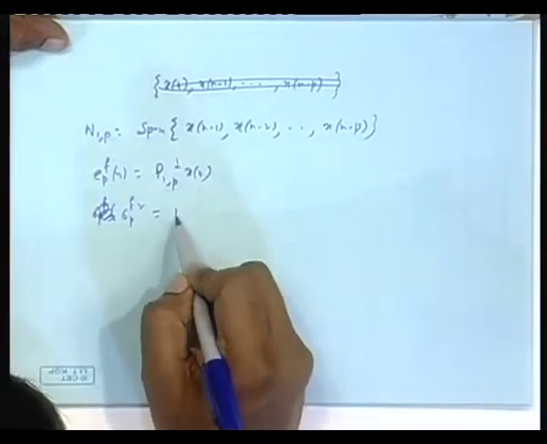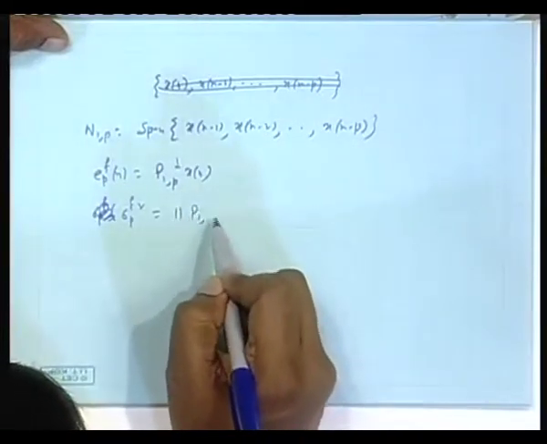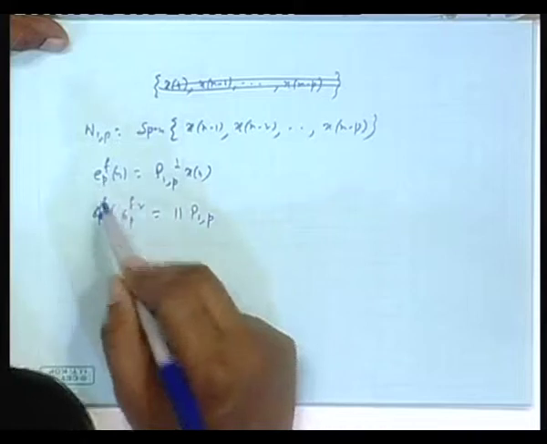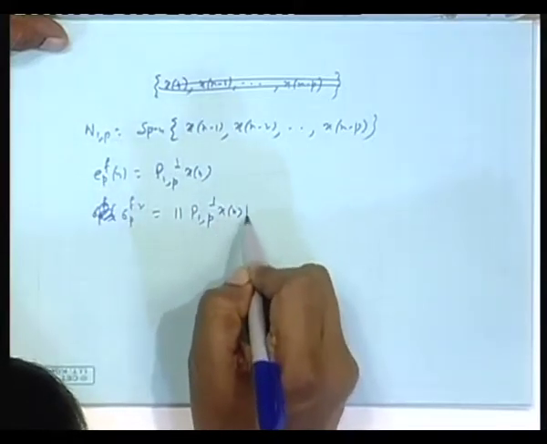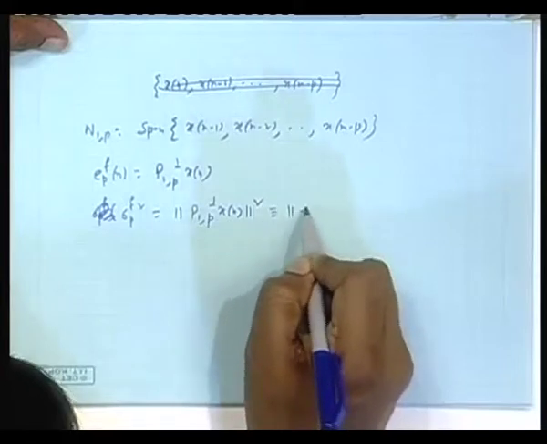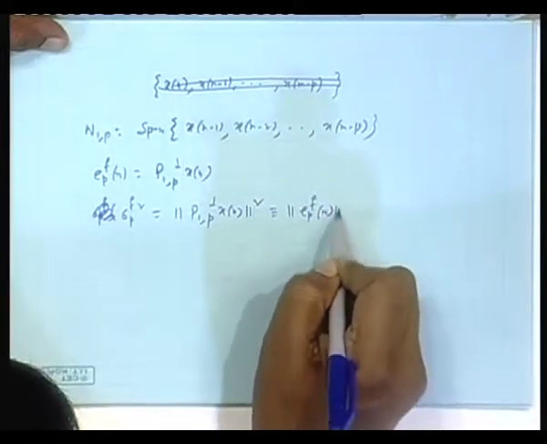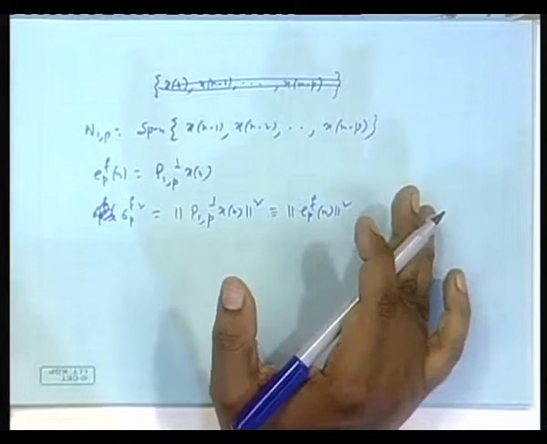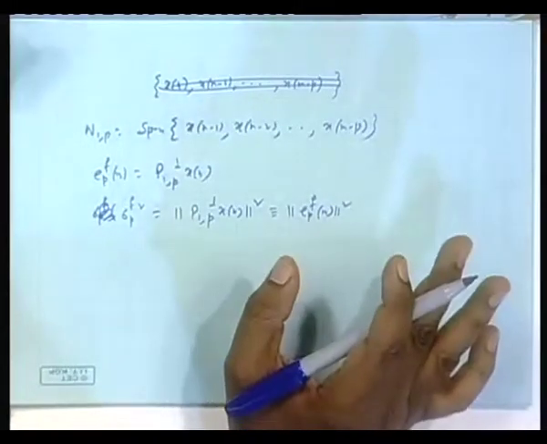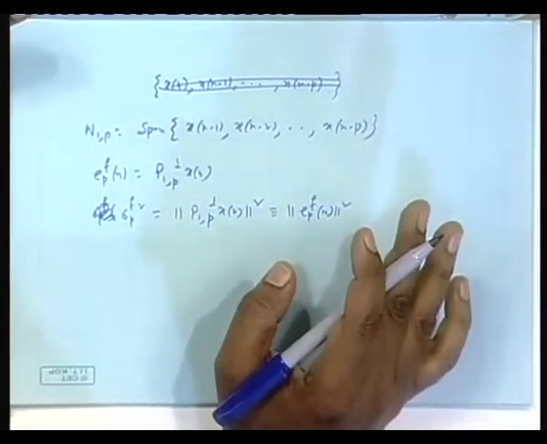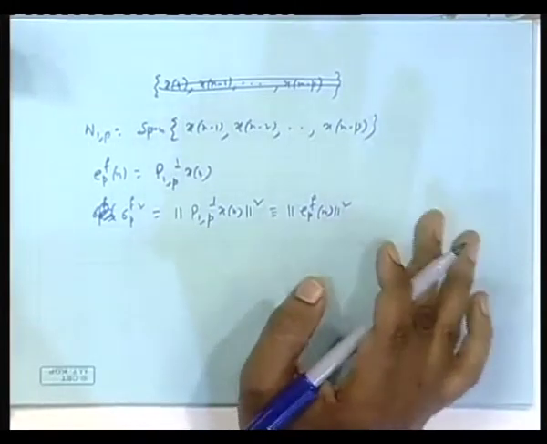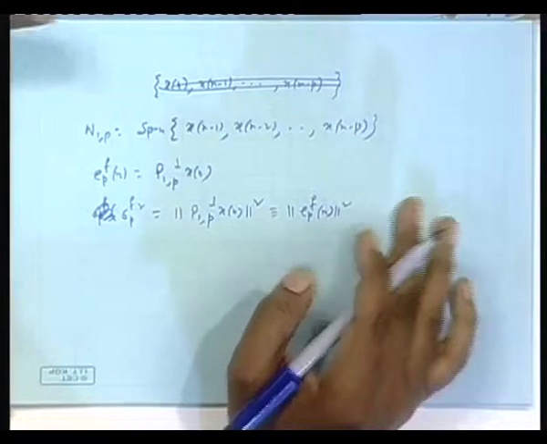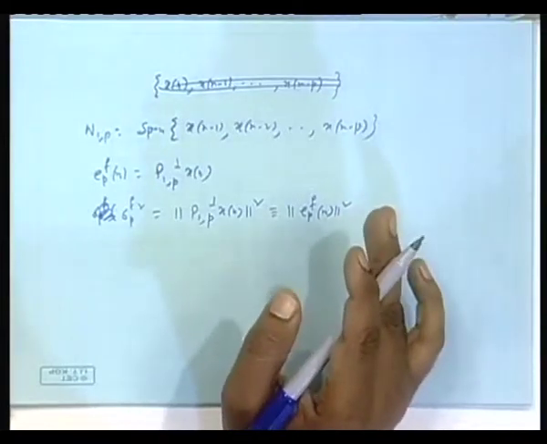It is nothing but the norm square of this quantity, the norm square of E p f n. Norm square means variance, the expected value of mod square, because that is our definition of inner product. For two random variables x and y, the inner product is E of x y star, the correlation, and therefore the norm square means variance, E of x into x star. Okay.